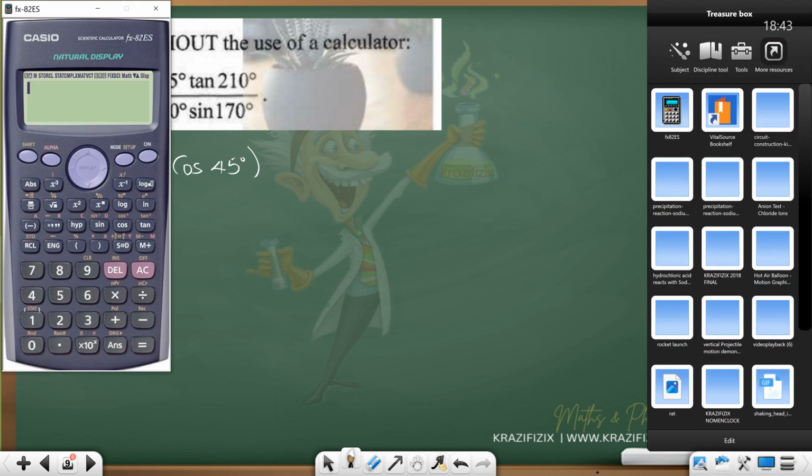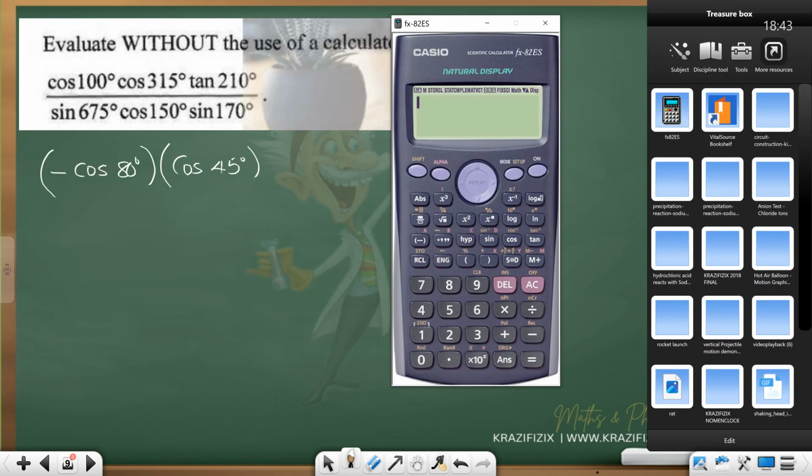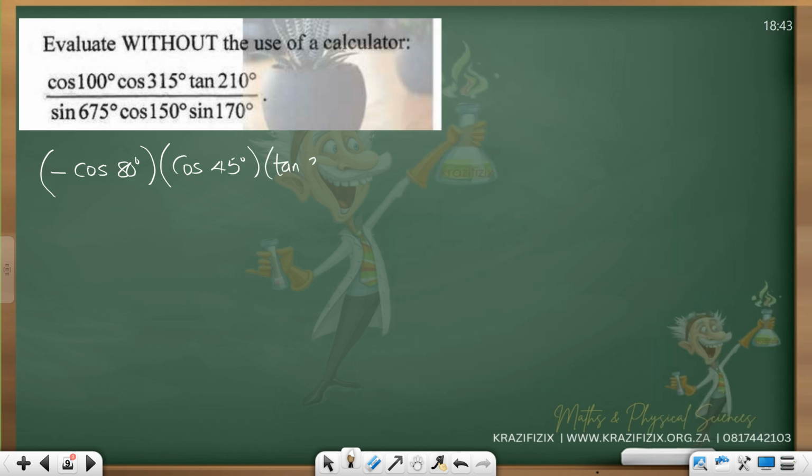Tan 210. Just grab. Check. You are saving time in an exam. No stress. Tan 210. Reverse it. Shift tan answer. Thank you. Tan 30. That's your third mark.